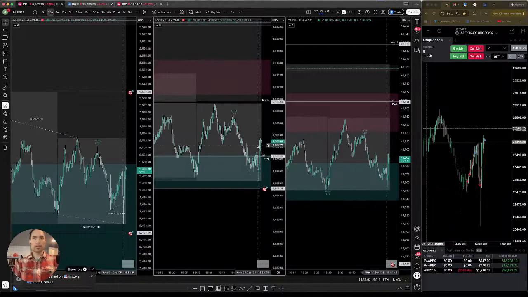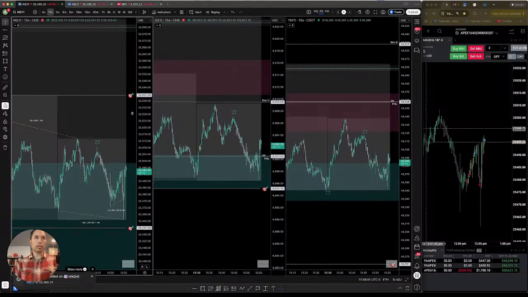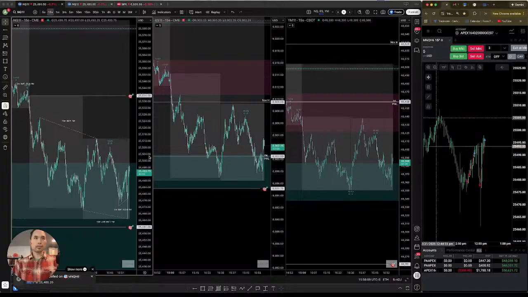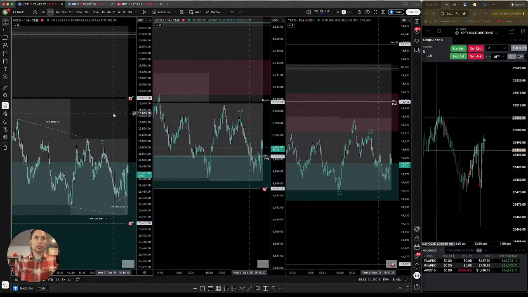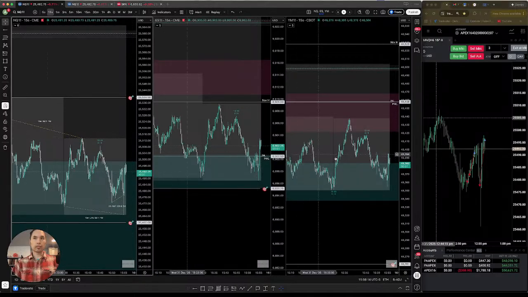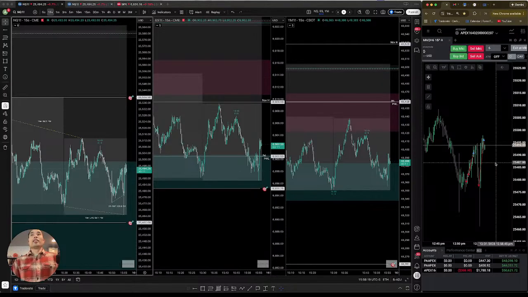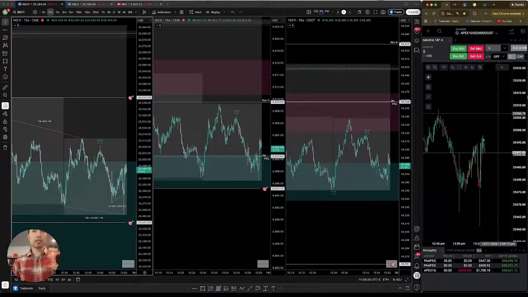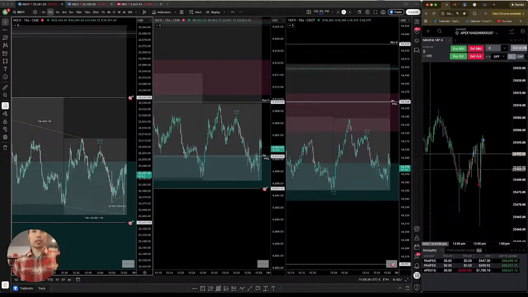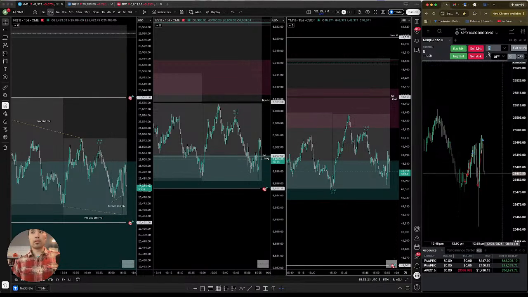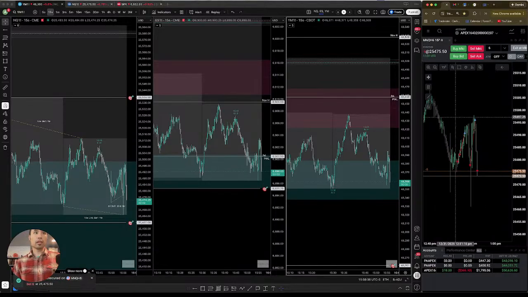Order cancelled. Okay, now we're gonna head back up. Might hit this range here. I went down and didn't take my TP quick enough. Now it's gonna retrace back up probably. It is gonna hit it. Order filled. It's gonna hit it.